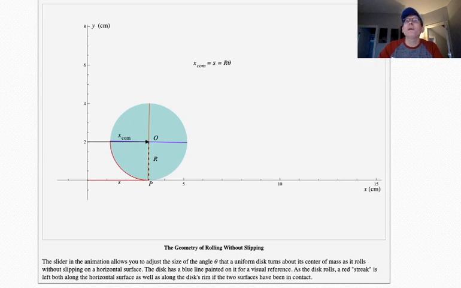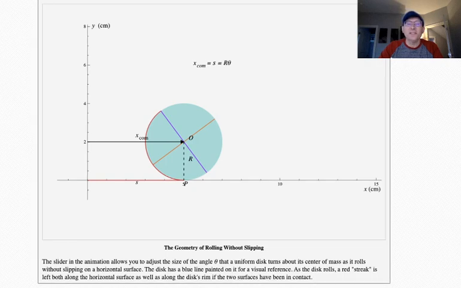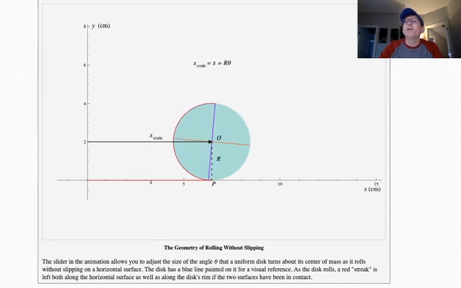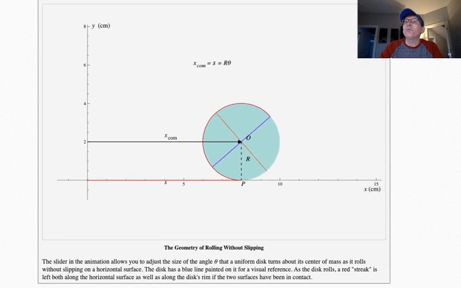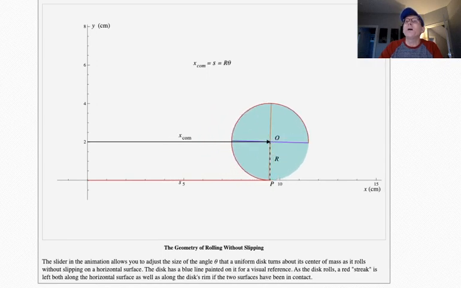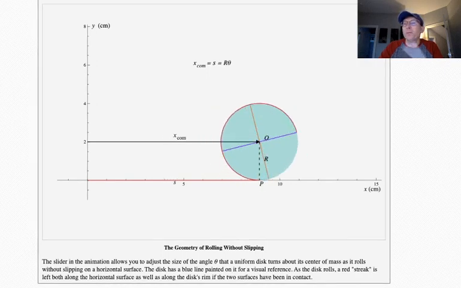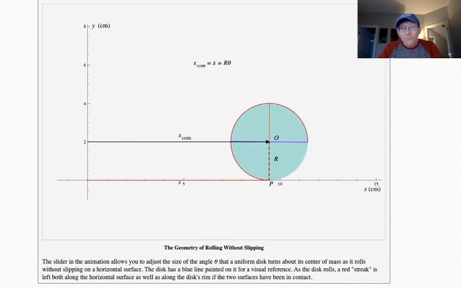The whole point of this animation is to show you that XCOM, just the horizontal distance that the center of mass has moved, and S, the arc length through which the disk has rolled, are equal, no matter where I put the thing. XCOM equals S. But there's a formula for arc length S. It's the radius of the thing times the angle it's turned through. So XCOM equals radius times angle, just from that basic picture.